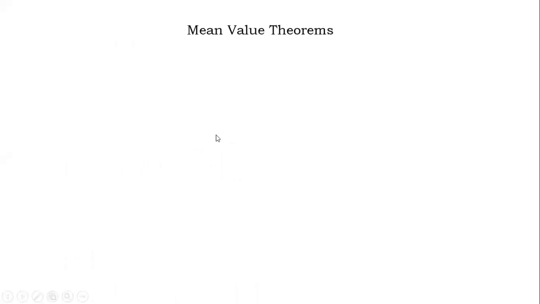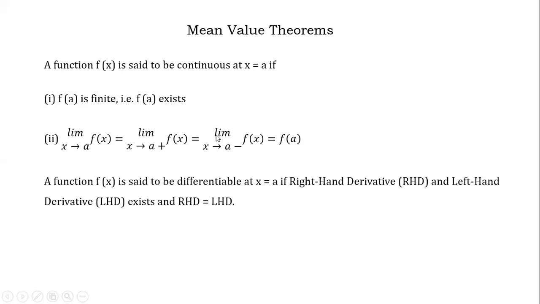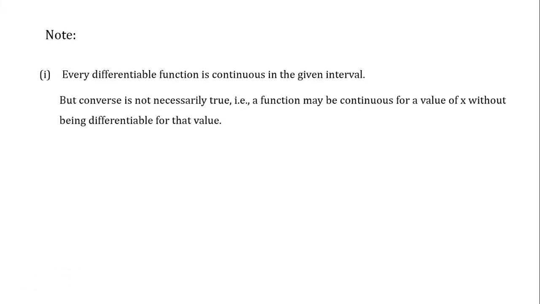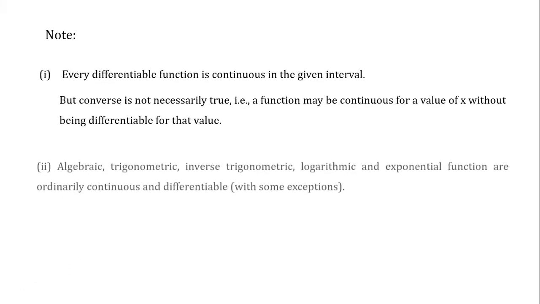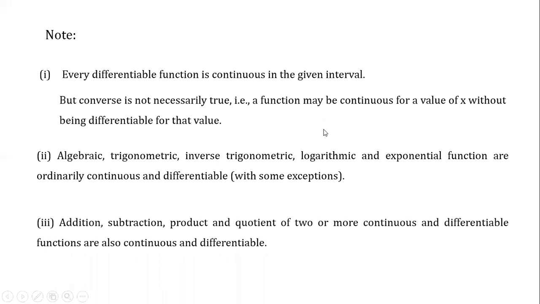another theorem. And for that, we also know when we say that a function is continuous. The left limit must be the same as the right limit, and the same is true for the existence of a derivative. Quickly, differentiability implies continuity. Algebraic, trigonometric, inverse trigonometric, logarithmic, and exponential functions are ordinarily differentiable and hence continuous. So addition, subtraction, multiplication, and quotient of two or more continuous functions is continuous, and of two or more differentiable functions is differentiable.